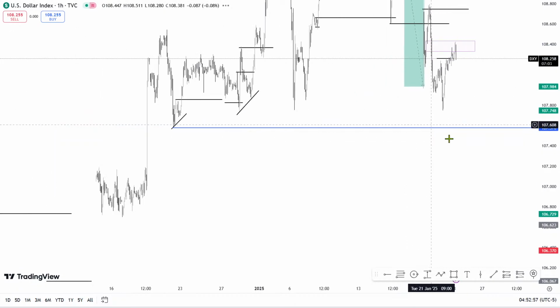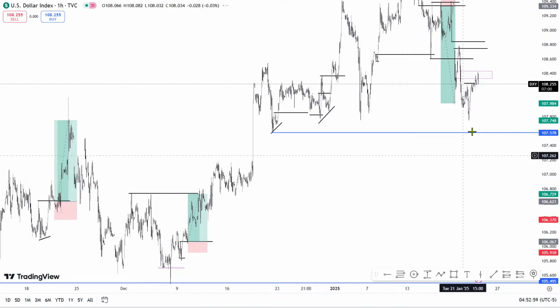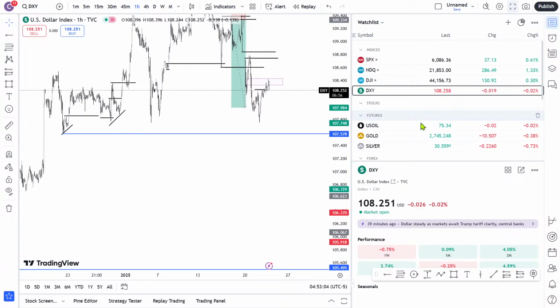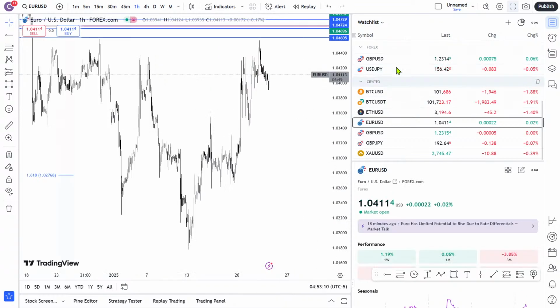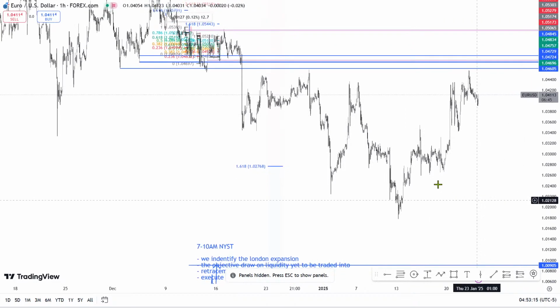While this is happening, I'm looking to buy Euro USD, I'm looking to buy foreign currency. Okay, so a quick look at foreign currency, Euro USD. A quick look at it.